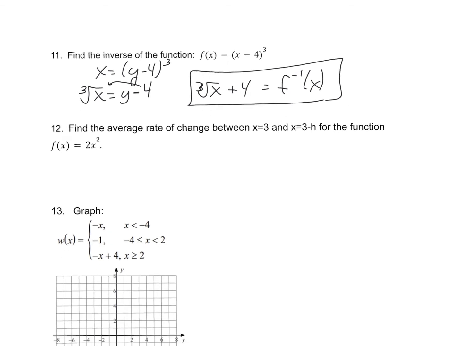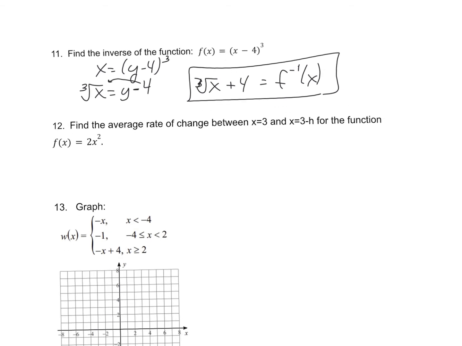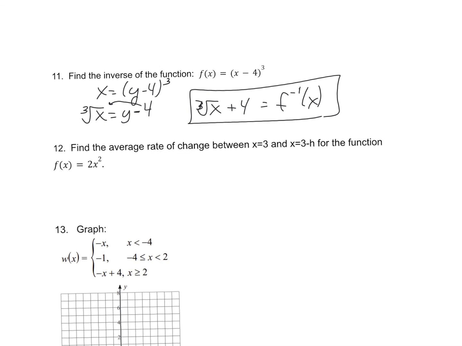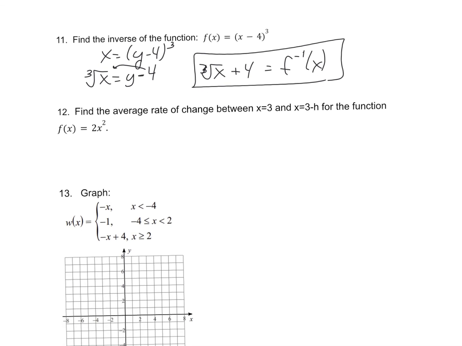A couple more here. Number 12. Find the average rate of change between that x and that x for that function right there. So remember how we do rate of change. I'm going to go f of 3 minus h minus f of 3, and that's going to be over the x's, which are 3 minus h and 3.